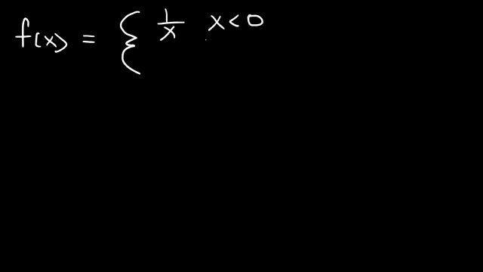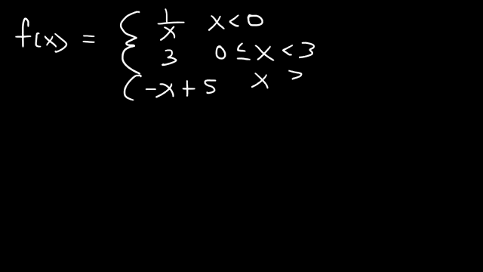Now let's try one last example. So let's say that f of x is 1 over x when x is less than 0. It's equal to 3 when x is between 0 and 3. And it's equal to negative x plus 5 when x is equal to or greater than 3.